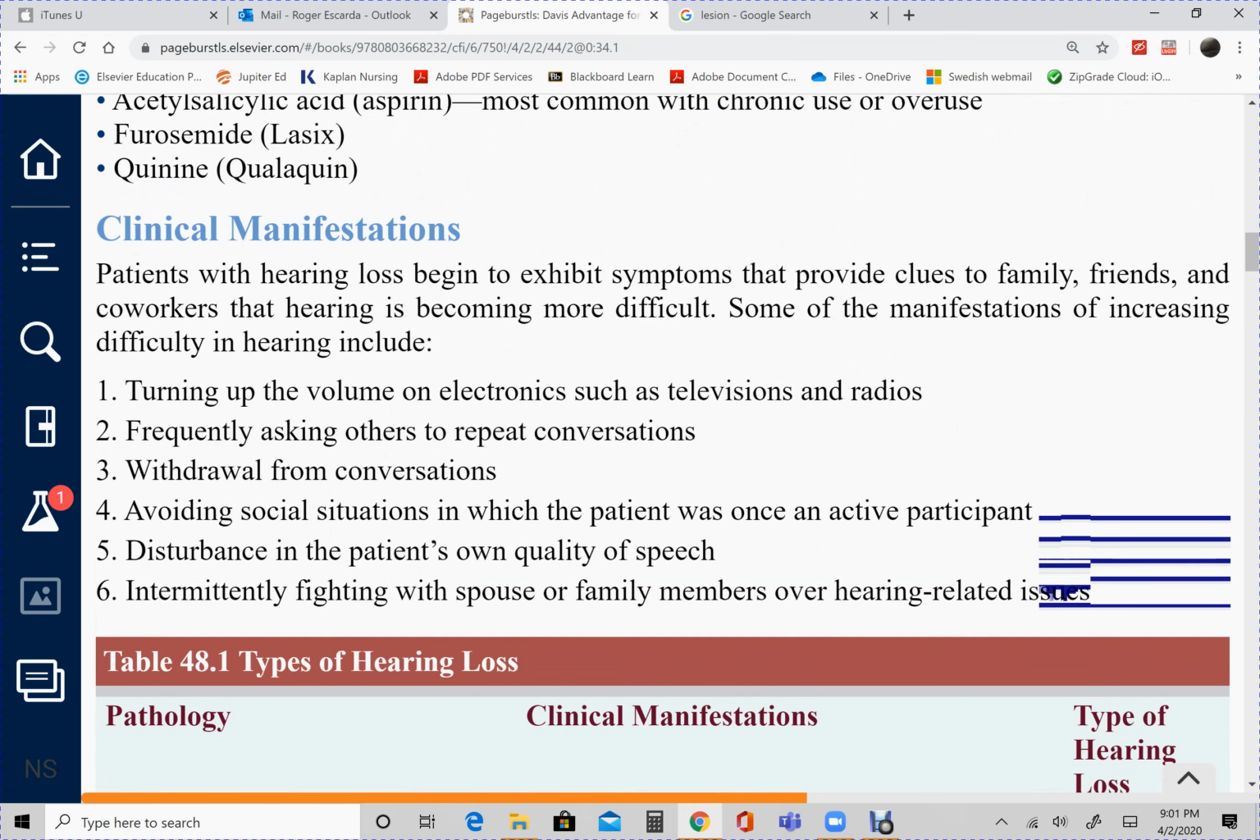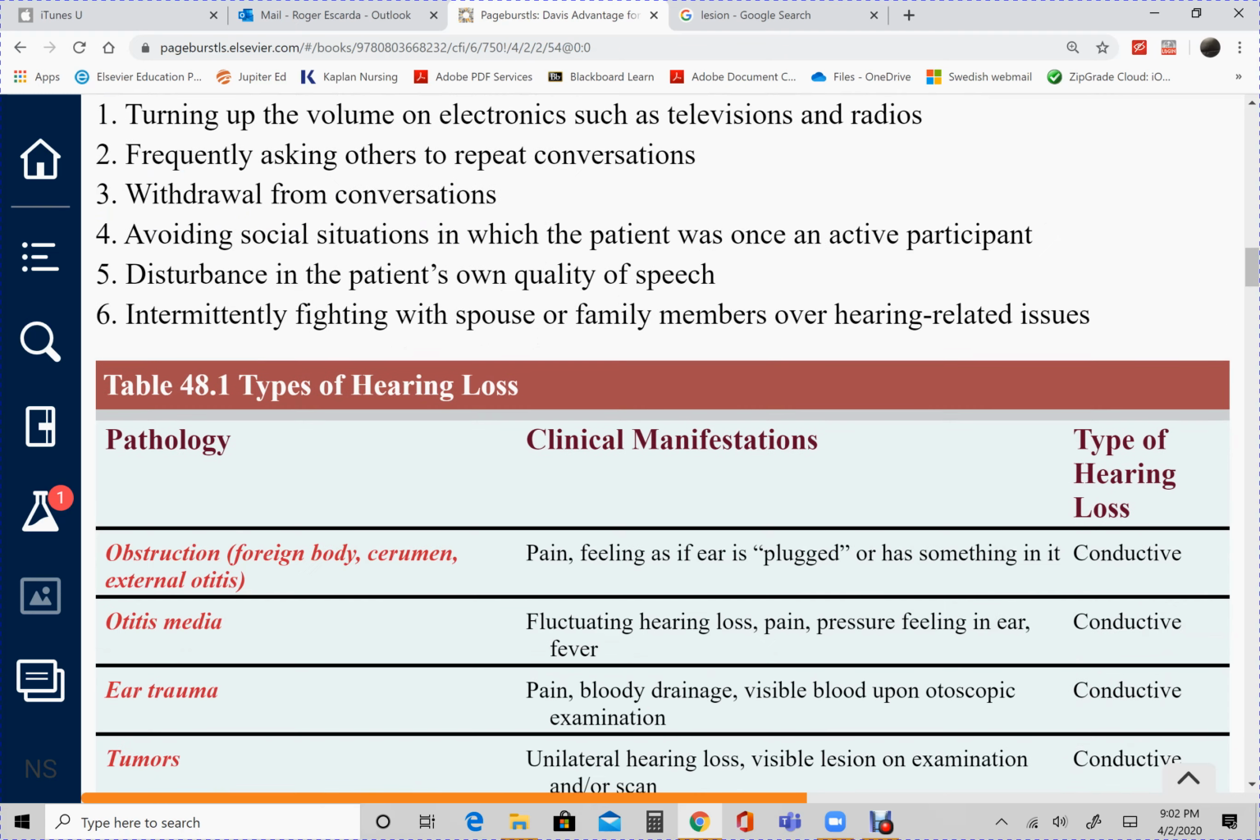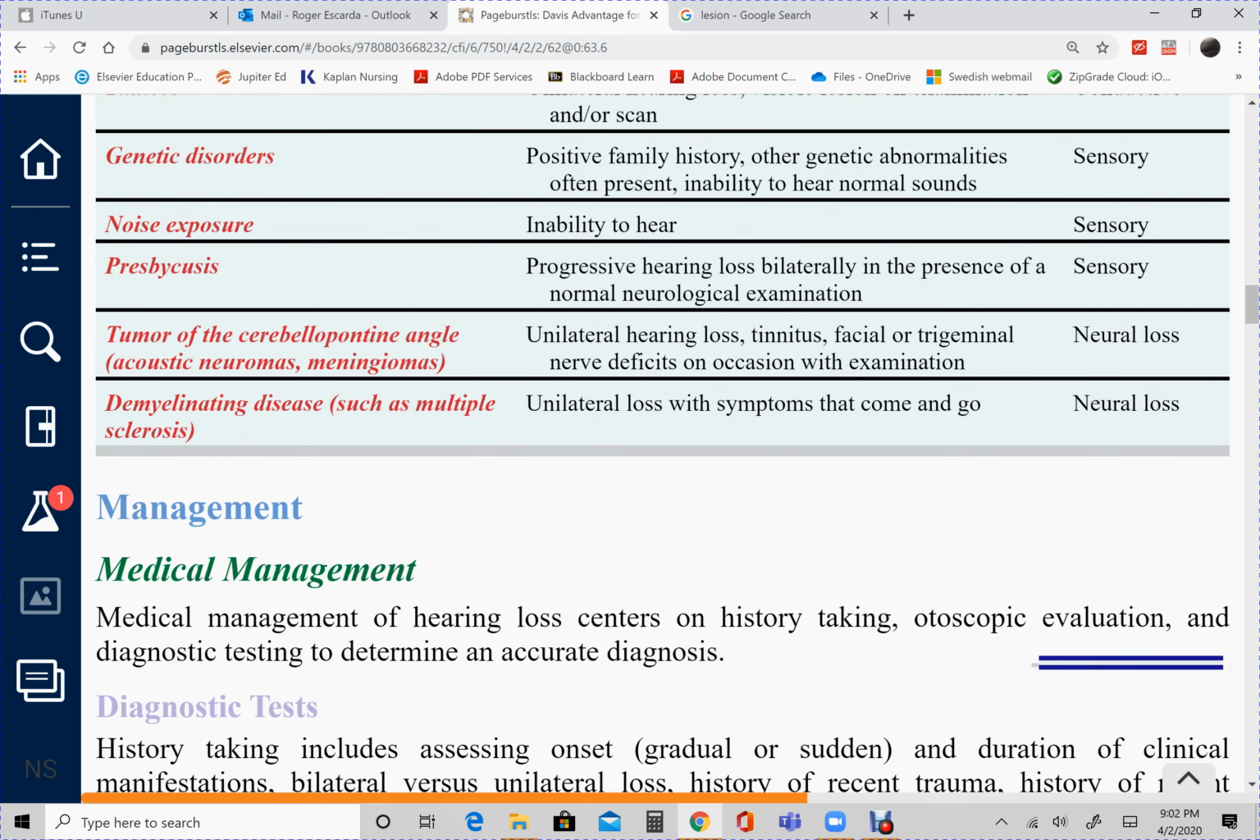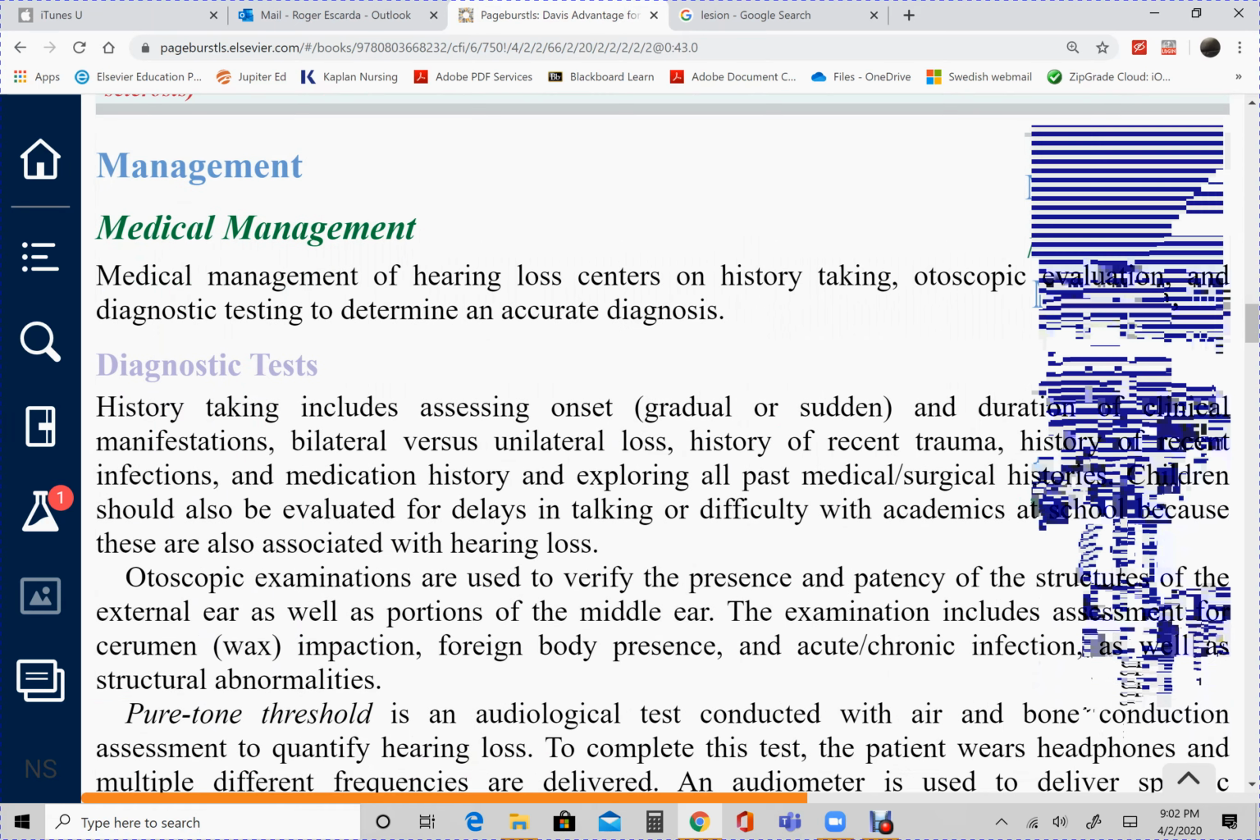Manifestations. Obviously the patient can't hear, but it goes beyond that. As you can see here, the patient's behaviors will lead to social interaction, social relationship strains. I see it a lot with my in-laws. They have these frequent fights just because the other cannot hear.